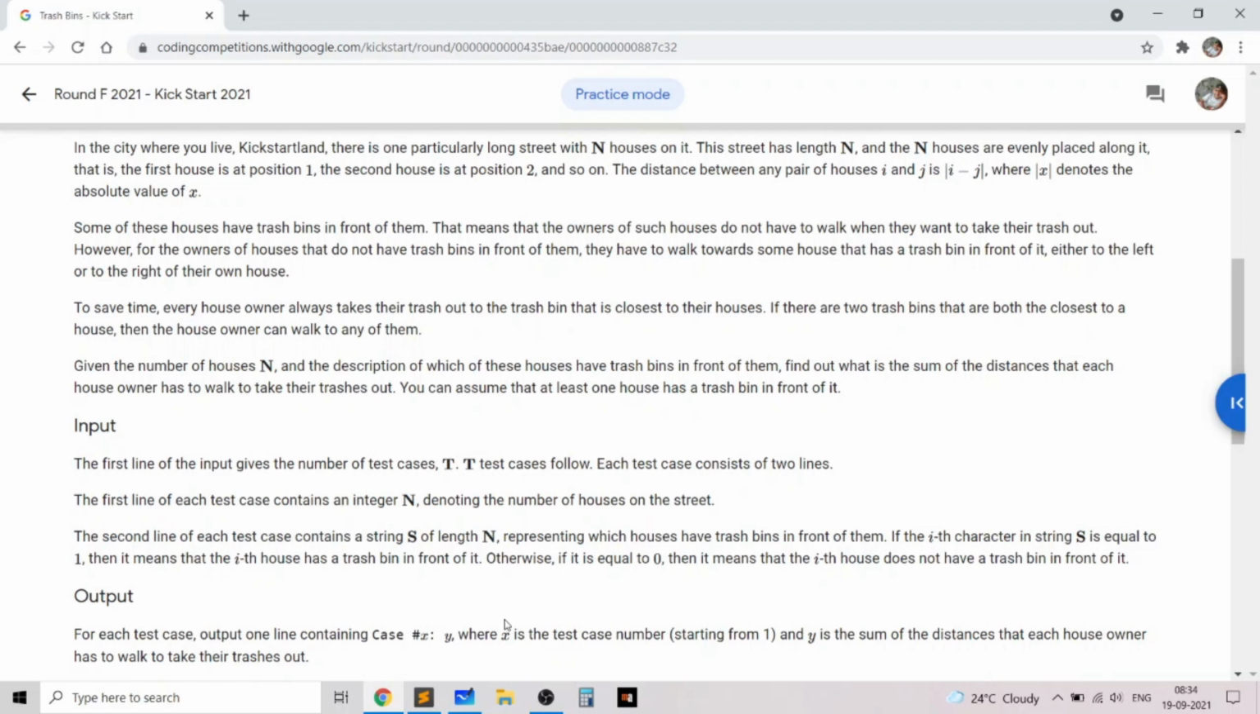We are given a string s of length n which tells us which houses have bins in front of them. If the ith character in the string is 1, then it means that the ith house has a trash bin in front of it. So the owner of the house does not have to walk anywhere when they want to take their trash out. However, the owners who do not have trash bins in front of them have to go to the nearest house to them which has a trash bin.